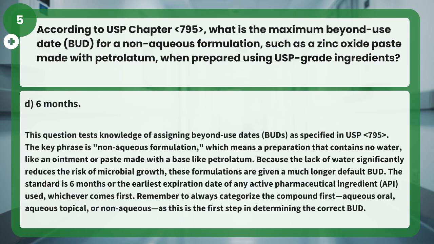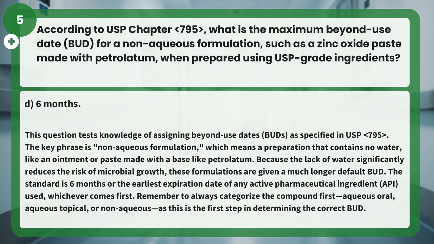Answer: D. 6 months. This question tests knowledge of assigning beyond use dates, BUDs, as specified in USP <795>. The key phrase is non-aqueous formulation, which means a preparation that contains no water, like an ointment or paste made with a base like petrolatum.